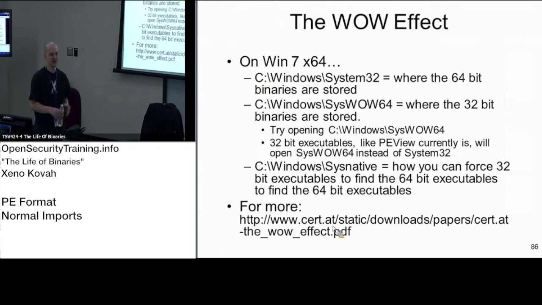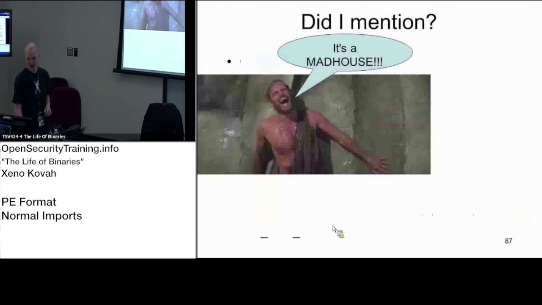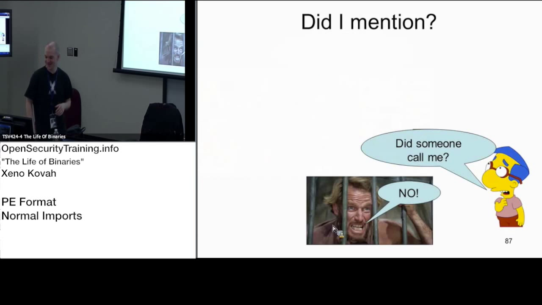Yeah, exactly. It's like an alias thing that the OS internally knows about, that it knows to alias to the correct thing. So SysNative, if you use that, if you're a 64-bit binary, you'll always get 64-bit binaries. If you're a 32-bit binary, you'll always get, you know, 64-bit binaries. Alright, so it's a madhouse.